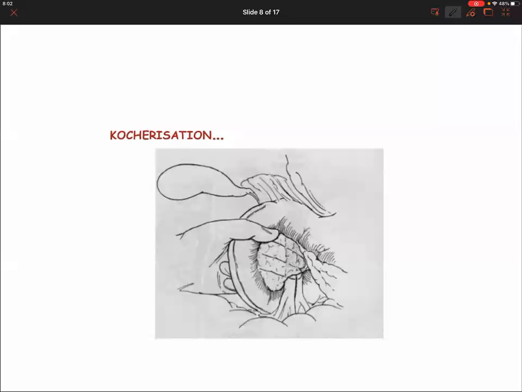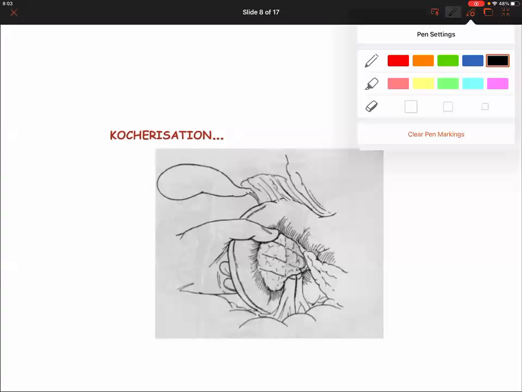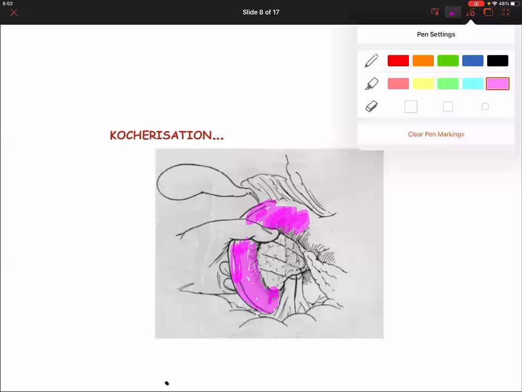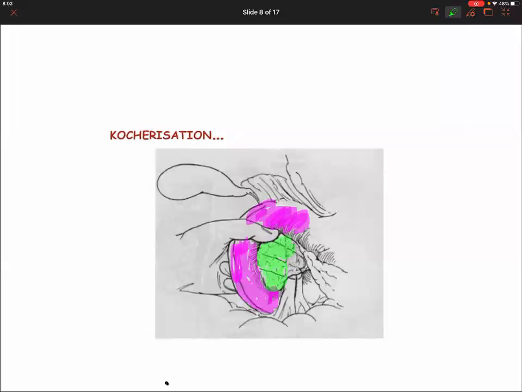Kocherization. Which organ is being mobilized by this procedure? Second part of duodenum. Very good. What is this color in green that I am doing? Pancreas. It is the head of the pancreas. So if I ask you, Kocherization is done for which organ? The answer is duodenum, the second part. And what does it allow you to palpate?